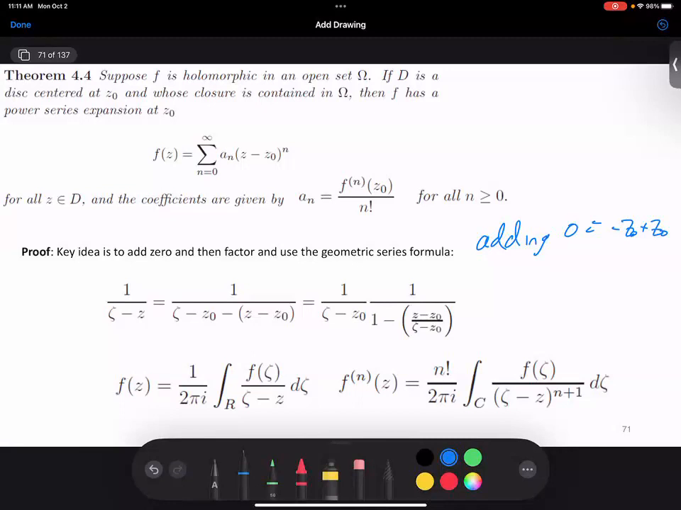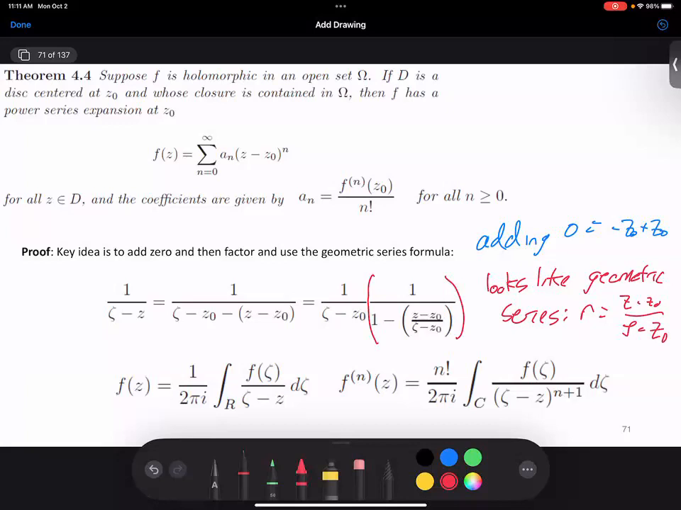So a lot of mathematics is pattern recognition. Does this second part look like anything to you? What does it look like? Yeah, looks like a geometric series. And here r would just be z minus z naught over zeta minus z naught.